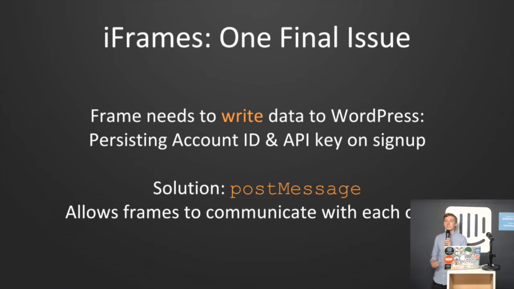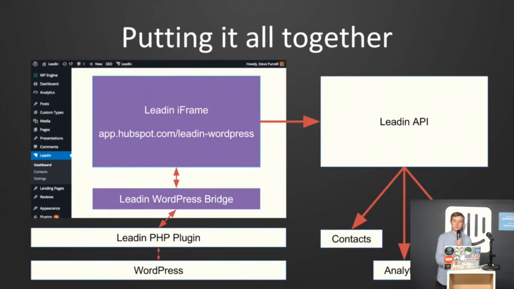In our case, we also need to be able to write back to WordPress. Whenever somebody goes through the signup flow in lead-in, we need to take that account number and API key and put it back into WordPress. The way to do that is using the post message API. That allows you to communicate through both contexts, both the parent page and the framed page. And that tiny bit of JavaScript that sits in front will just handle the post message transport.